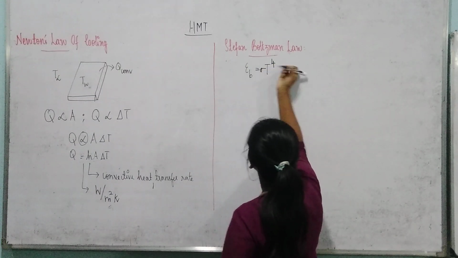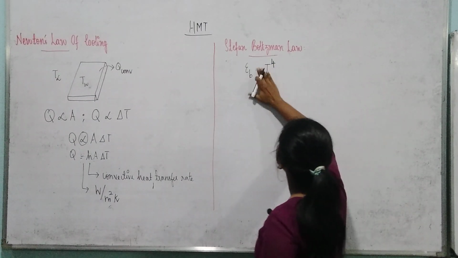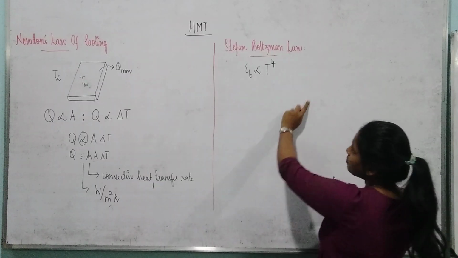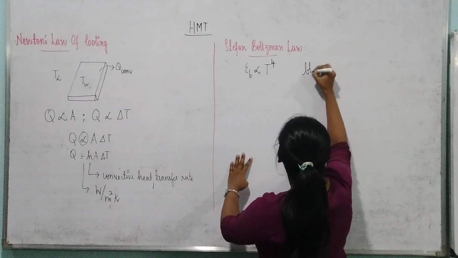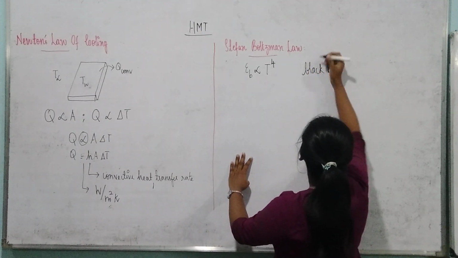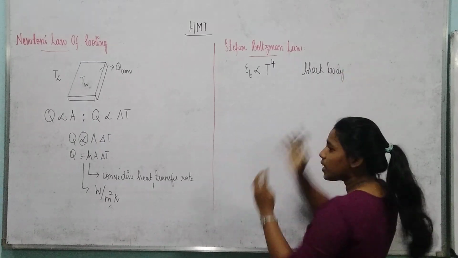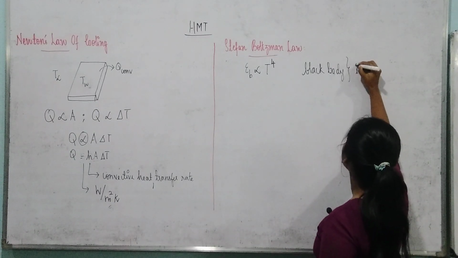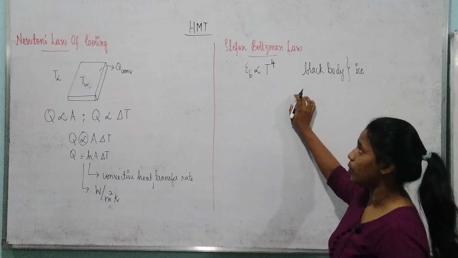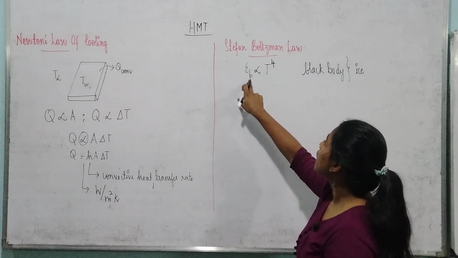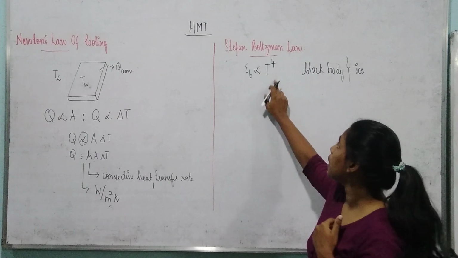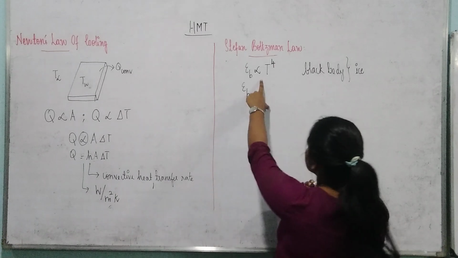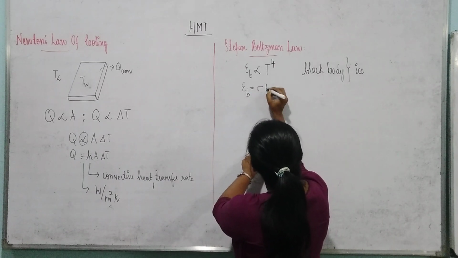So here E_B is directly proportional to T to the power 4 according to Stefan Boltzmann's law. When we see a black body, it is not necessary that a black body has to be black, but anything that absorbs the complete radiation is called a black body. Ice can also be an example of a black body. So when we come back to this equation, E_B is directly proportional to temperature power 4. In order to remove this proportionality constant, we introduce sigma T power 4.